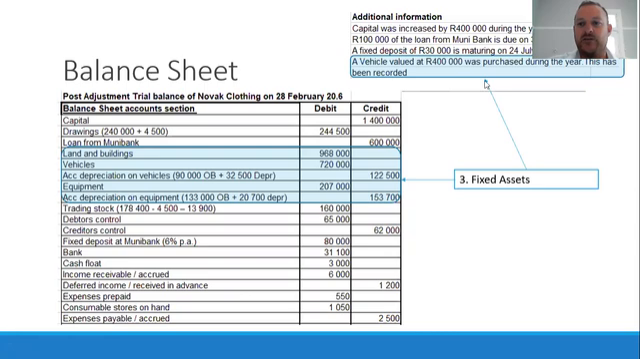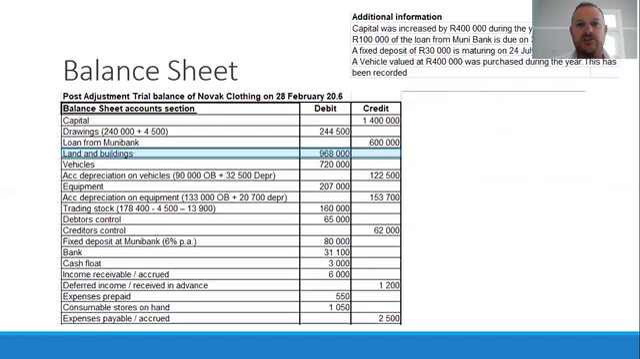The other thing that's worthy of noting just quickly is vehicles. They tell us that 400,000 Rand was purchased during the year, and this has been recorded. You'll see when we calculate the vehicles portion of the fixed asset note what we do with that 400,000 Rand, but I'll touch on it again shortly. To start off, the first note under fixed assets is land and buildings.